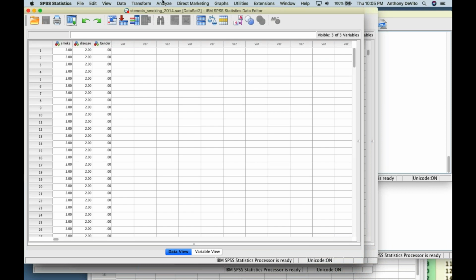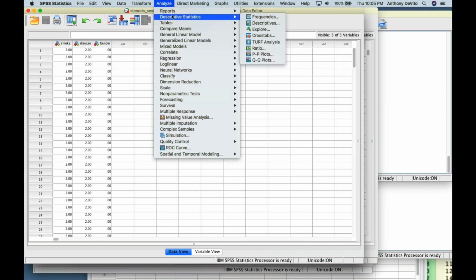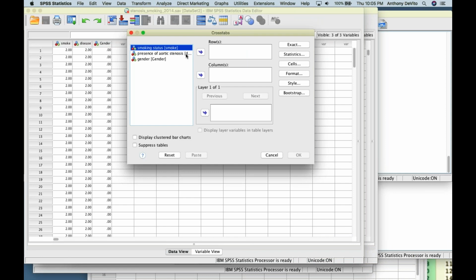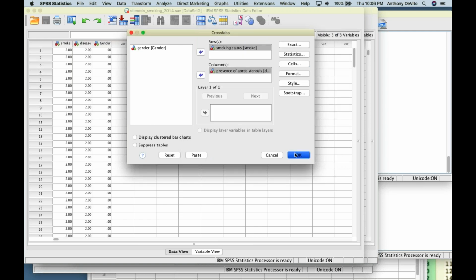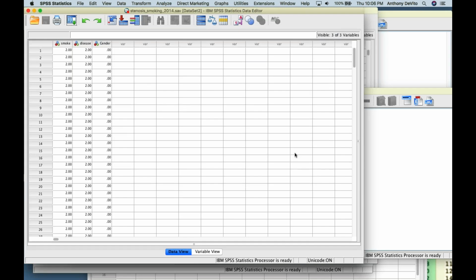Okay, so I'm going to go in here and say analyze, descriptive statistics, crosstabs. And remember how I did this. Smoking went into the rows. That's my exposure. Presence of aortic stenosis went to the columns. That's my disease. For my cells, I told it to show me my observed values. I'm going to tell it to show me percentages by rows also. And how about expected values? So if I click OK and OK again, my output table comes up.